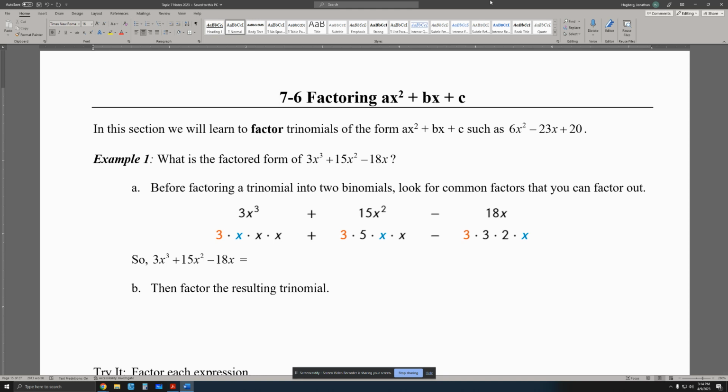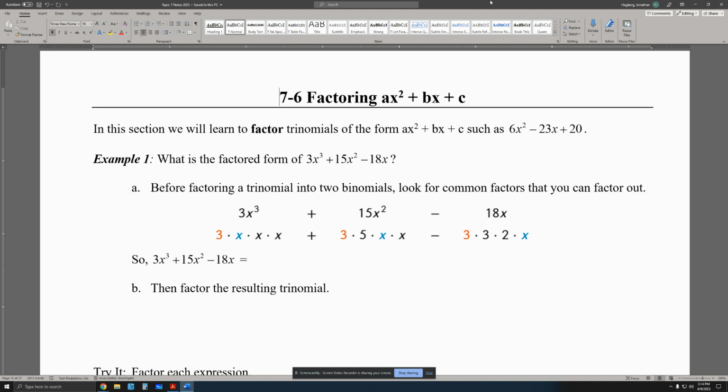Hi everyone. Today we're going to be completing our notes on 7-6 factoring ax squared plus bx plus c. In the previous lesson, we learned how to factor x squared plus bx plus c, or where that leading coefficient is equal to 1. In this section, we're going to see examples of where that leading coefficient is not equal to 1, or where a is not equal to 1.